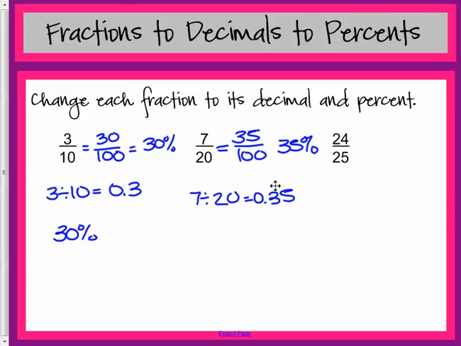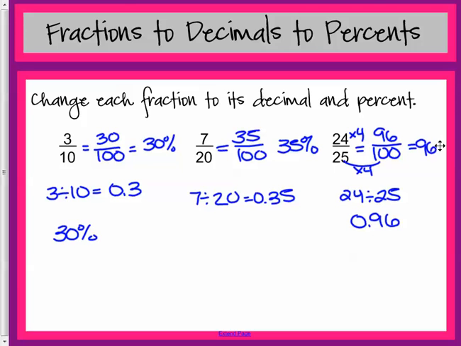Okay, so I've got all 3 here. 24 divided by 25 in my calculator, I get 96 hundredths, or again, I could have set it equal to 100 and multiplied both by 4 to get 96 hundredths, or 96 percent, like so. See, this one also reads 96 hundredths. So there's a couple different ways to do it.